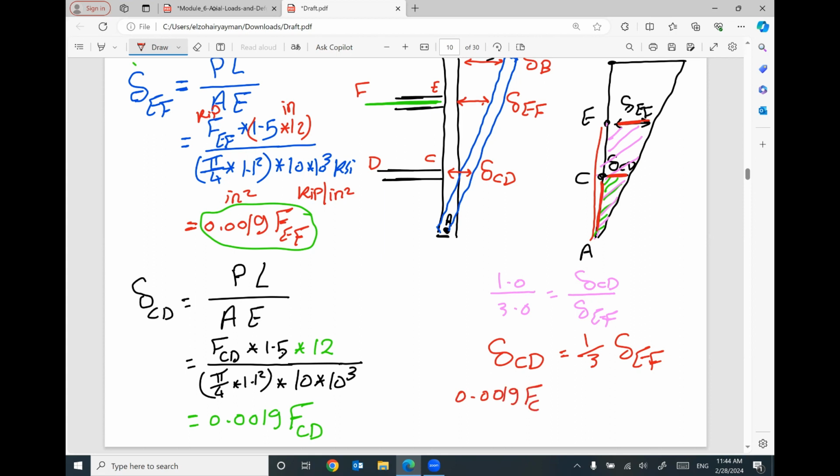0.0019 FCD equals 1/3 times the value of delta EF, which equals 0.0019 FEF. If you simplify this equation, I can say FCD will equal 1/3 times... I can remove this one by this one, so I can say FCD equals 1/3 FEF. That makes sense? This is the second equation.